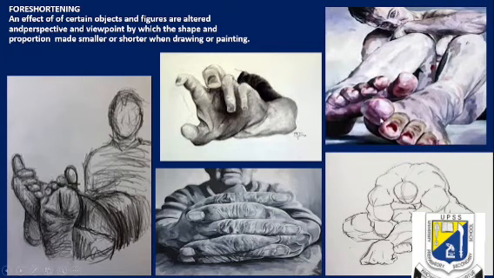And here's another good example, another good picture of this. The legs and the toes seem to be large, bigger than the other parts of the body. This is a good example of foreshortening.